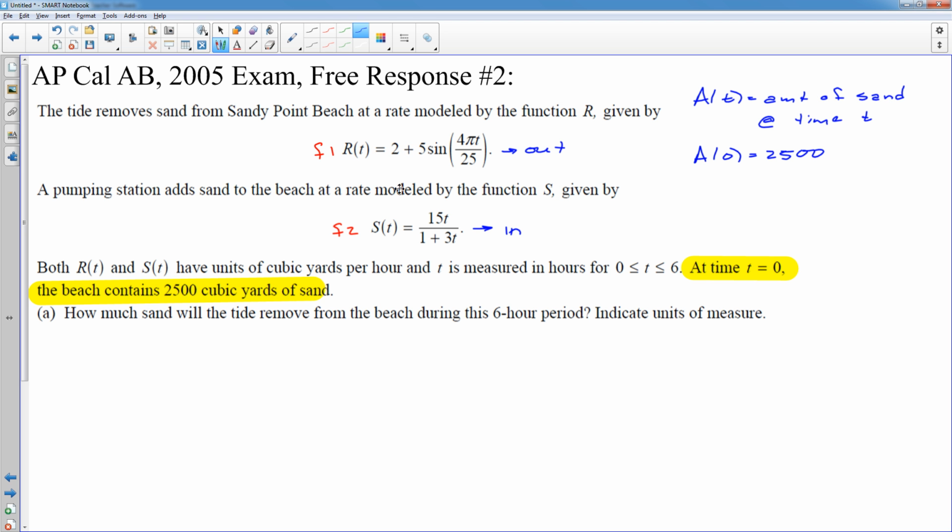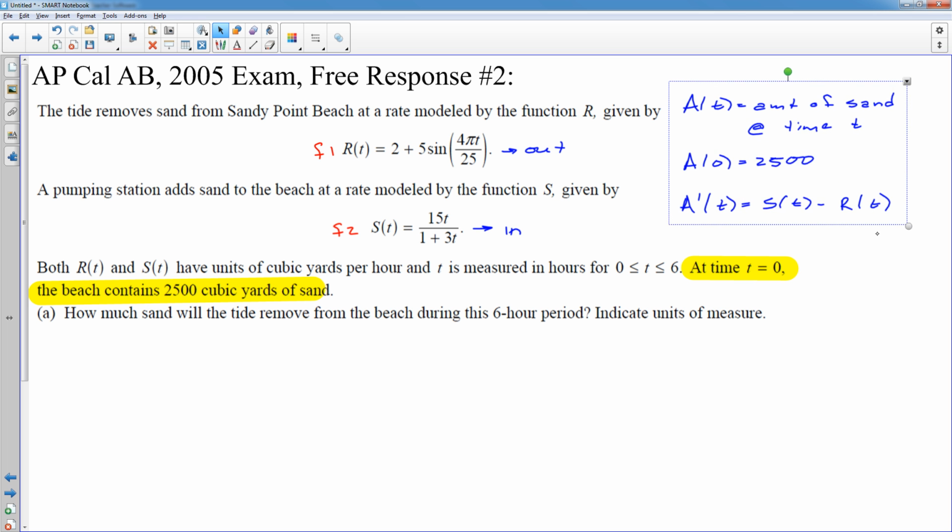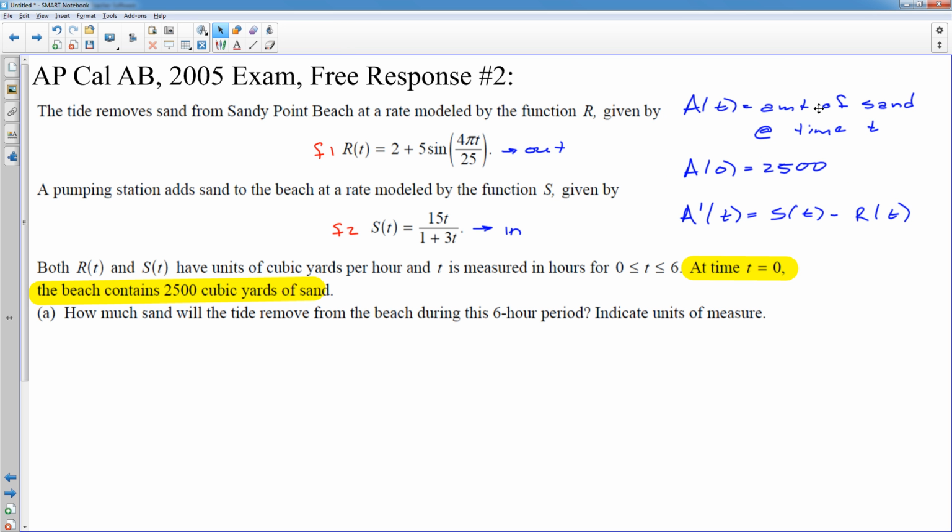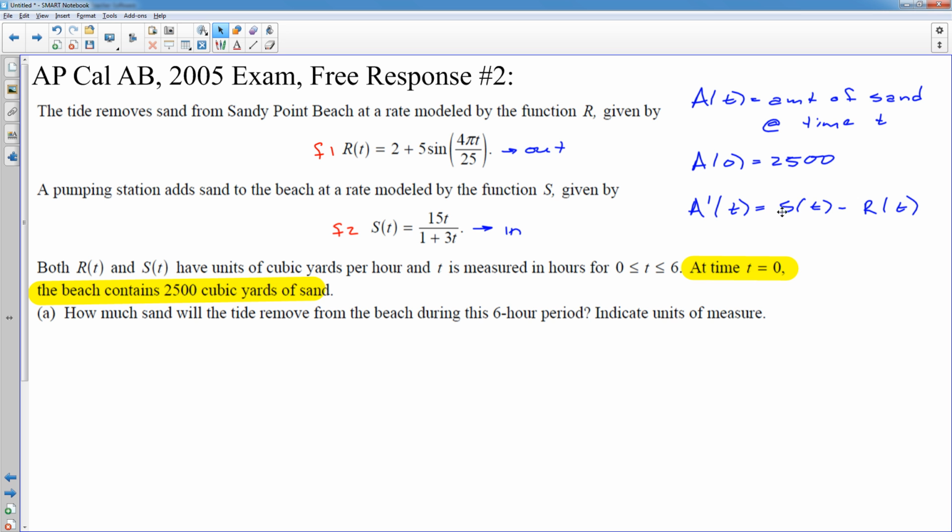Also, since I know that the rate's in and the rate's out, I'm going to go ahead and define my derivative of A of t. A prime of t is going to be my rate in, which is S of t, minus my rate out, which is R of t. All of that is good information to make note of and have ready to go, because you're almost always going to use those three pieces of information.